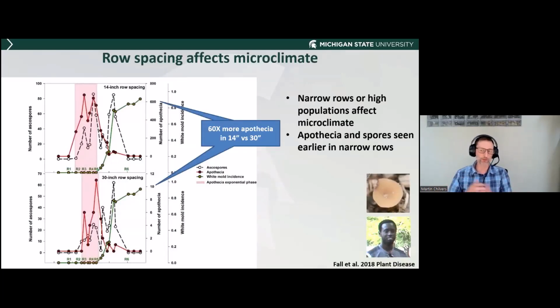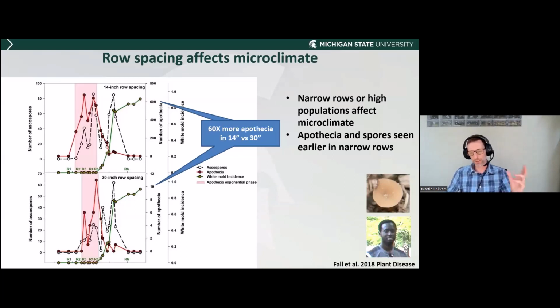And just a quick reminder, I think you all know this because it's on the pesticide test, that the main infection mechanism of this white mold pathogen is through the flowers. So that flowering period is really critical. Here's some data just to support that statement about row spacing.